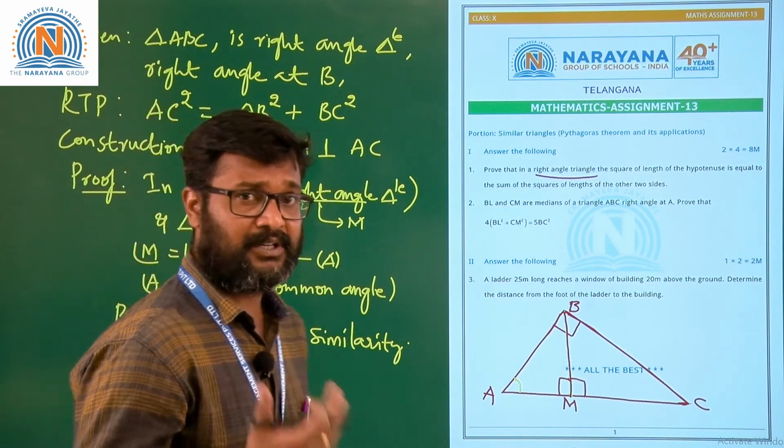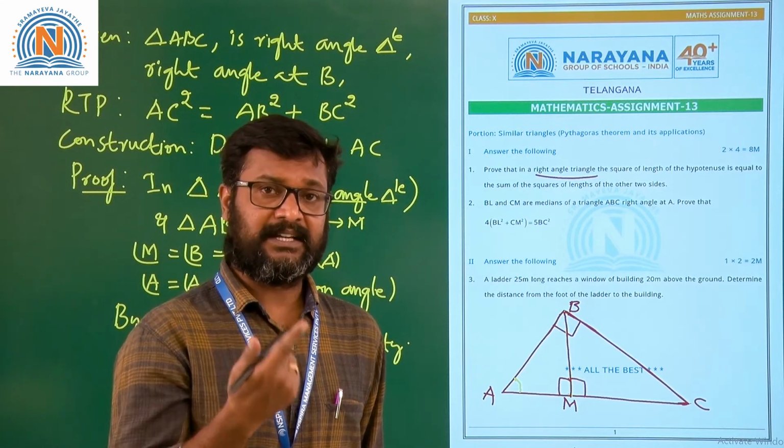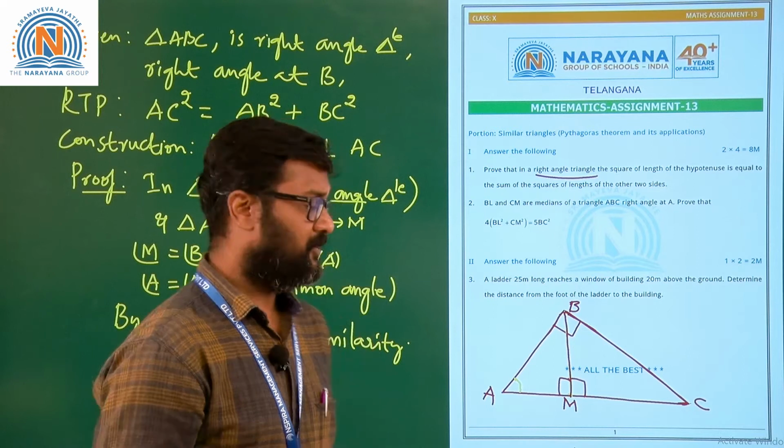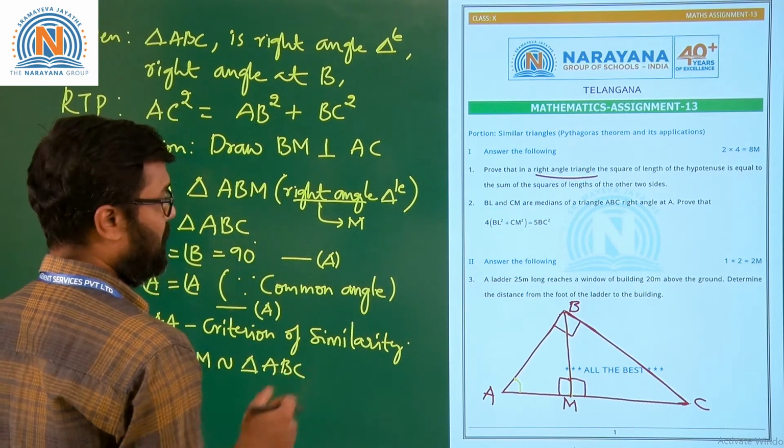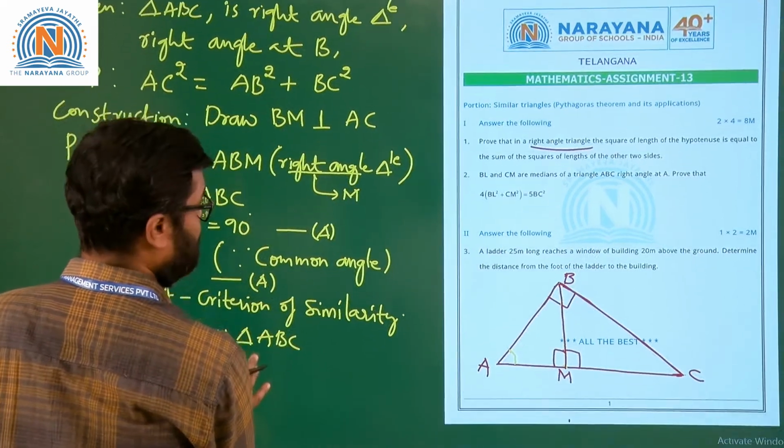When two triangles are similar to each other, their corresponding angles are equal and their corresponding sides are in the same ratio. So let's take the corresponding sides in the same ratio here. What are the corresponding sides, children, here?